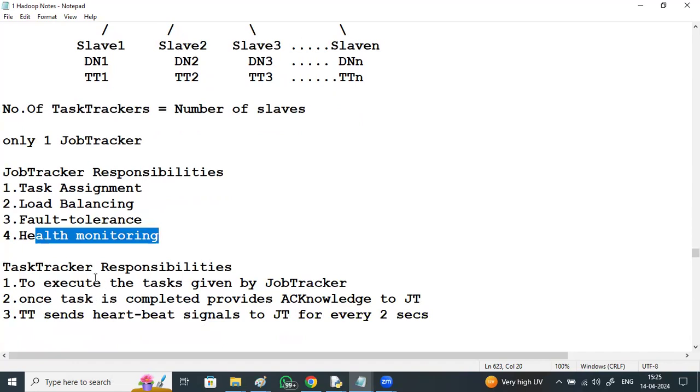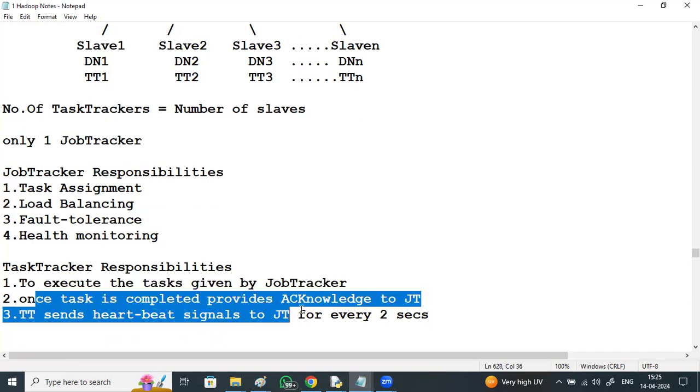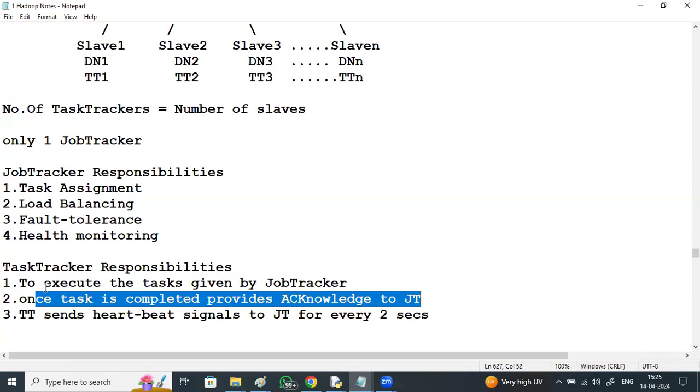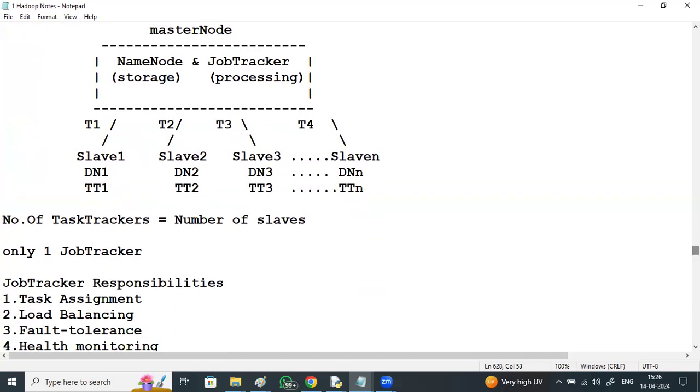Task tracker responsibilities: to execute the tasks given by job tracker, and once the task is completed, provide acknowledgement to job tracker. Task tracker sends heartbeat signals to job tracker every 2 seconds. How does job tracker come to know that a task tracker is down? Based on heartbeat signals.